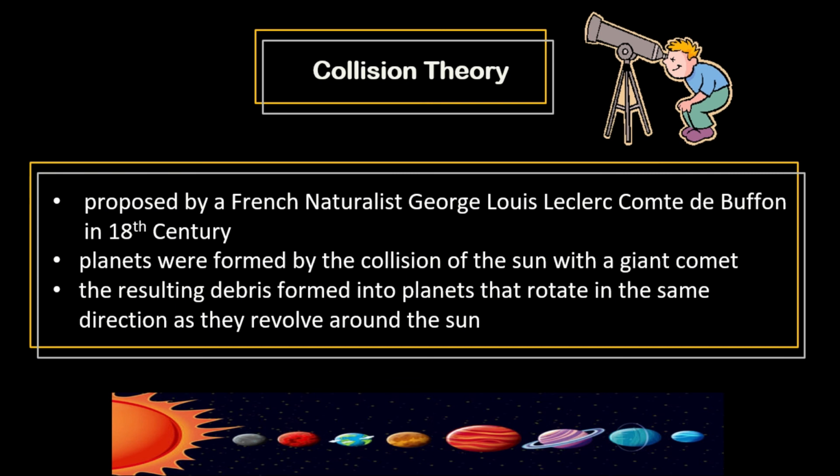So the resulting debris form into planets that rotate in the same direction as they revolve around the sun. So yung mga planeta daw natin ay nagmula sa mga debris or natipak na debris, no, dahil sa collision ng isang giant comet sa ating sun.